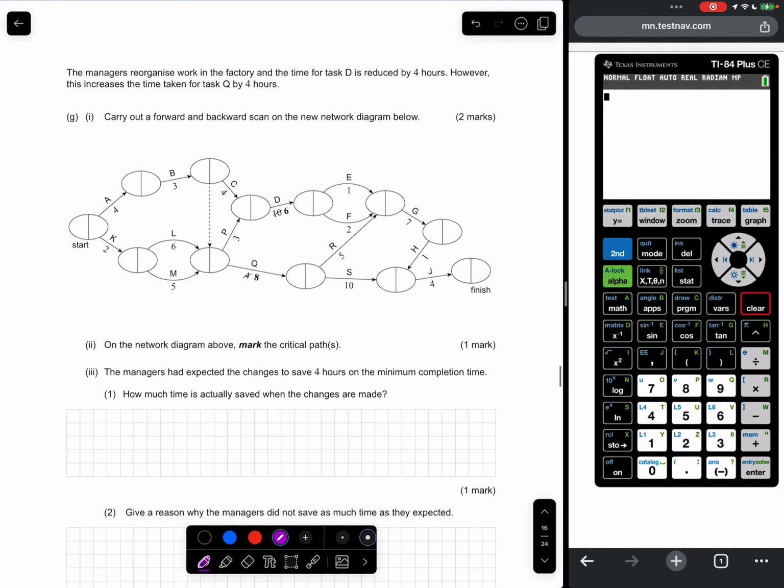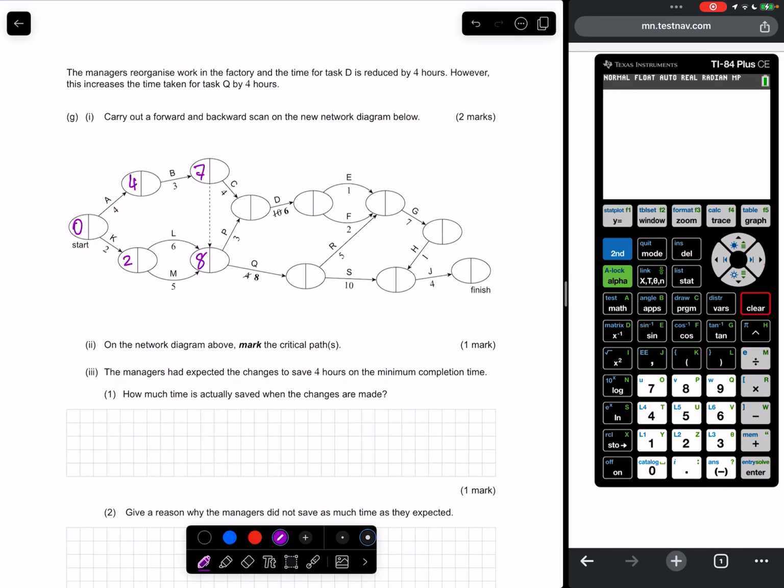The managers reorganize work in the factory and the time for task D is reduced by 4 hours. However, this increases the time taken for task Q by 4 hours. So they've written that for you. Carry out a forward and backward scan. 0, 4, 7, 0 plus 2, 2. 2 and 6 is 8. 2 and 5 is 7, so 8. 7 plus nothing through the dummy link is going to be 8.